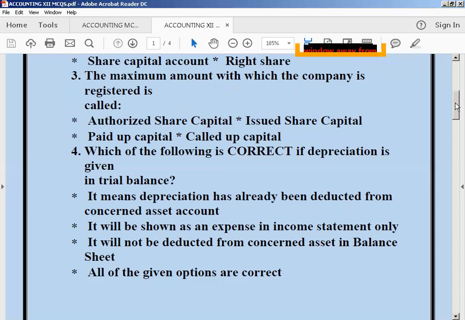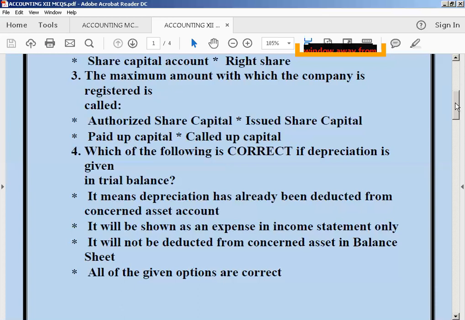Then the fourth one: which of the following is correct if depreciation is given in trial balance? Now you have to pick up the appropriate statement. It means depreciation has already been deducted from the concerned asset account. It will be shown as an expense in the income statement only. It will not be deducted from the concerned asset in the balance sheet. Or the last one, all of the given options are correct. Yes, it is technical understanding.